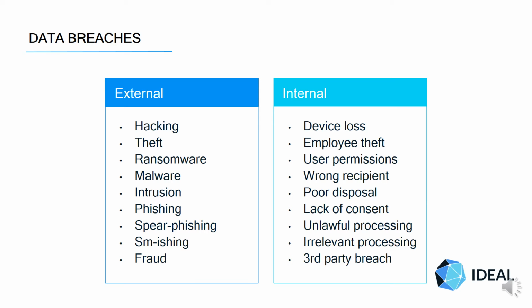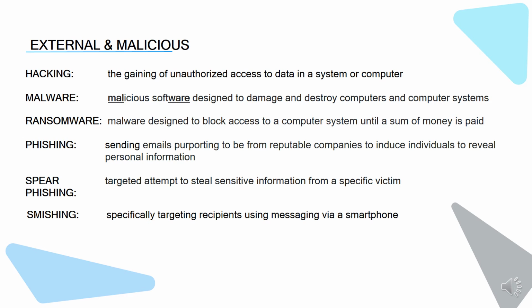You can broadly characterize data breaches as coming from one of two sources, externally or internally. And again, there are a whole range of ways that data can be exposed or compromised. Most familiar to many of you will be what's called external and malicious attacks. These are things like hacking, malware, ransomware, phishing, spear phishing, and even something called smishing. These are all attempts by external third parties to gain access to your systems and data.